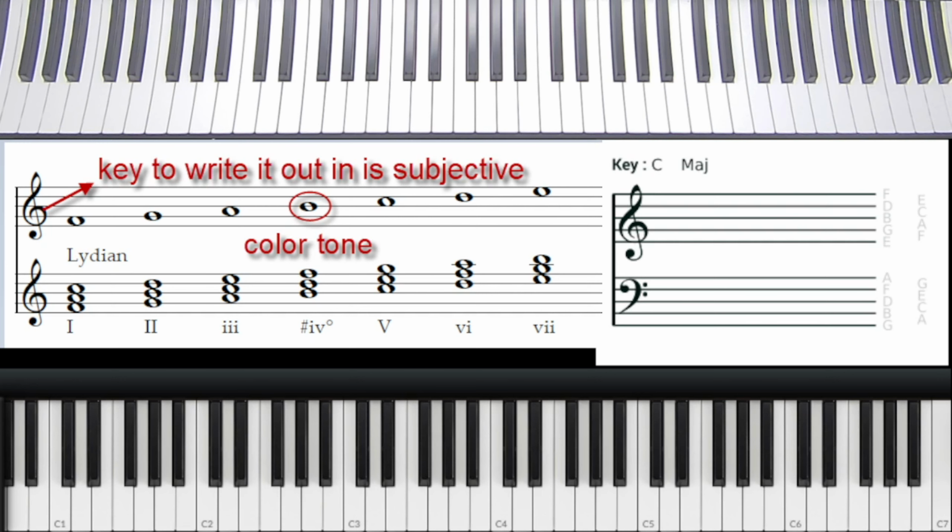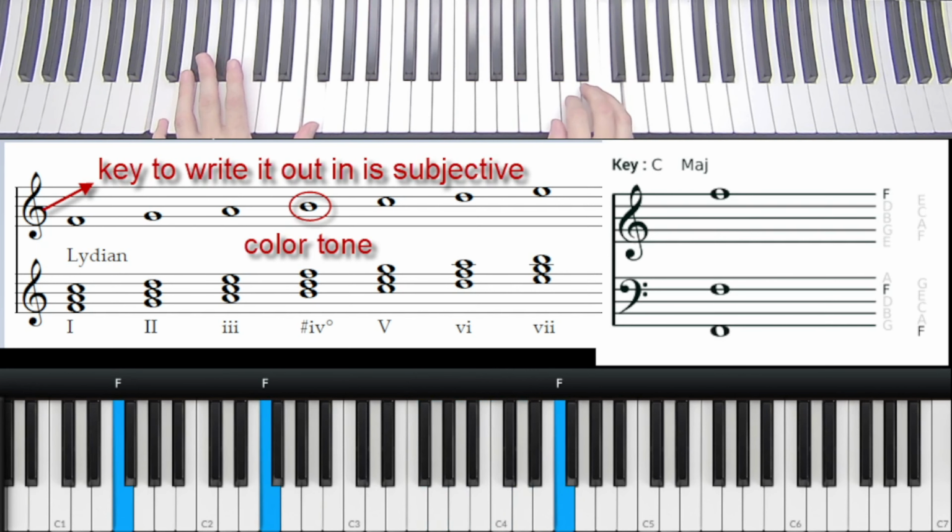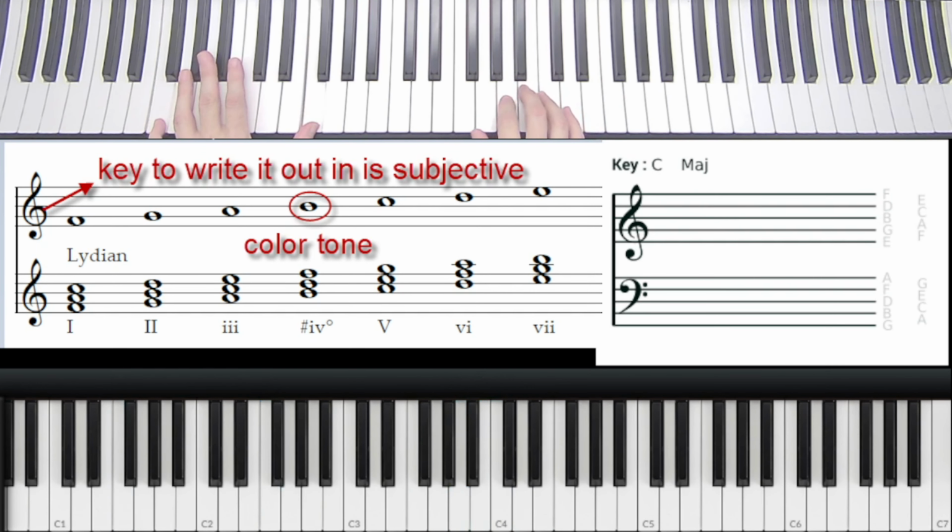In my case, I prefer the key that you don't have to add any accidentals to. And this is totally up to you. If you want to write Lydian with one flat, and you'd keep having to sharpen the B, then do that. But I personally don't prefer that. So what makes Lydian Lydian? That color tone right there, that B.